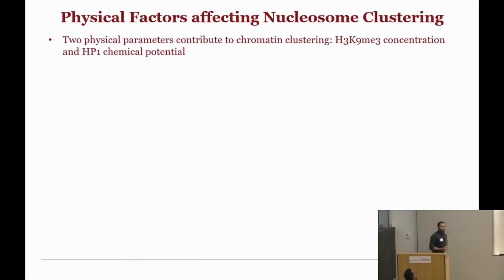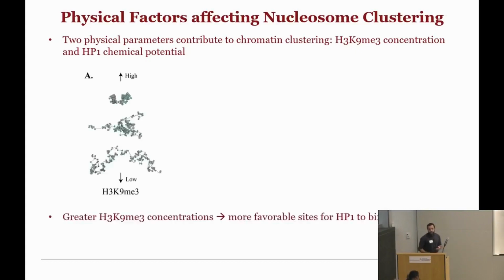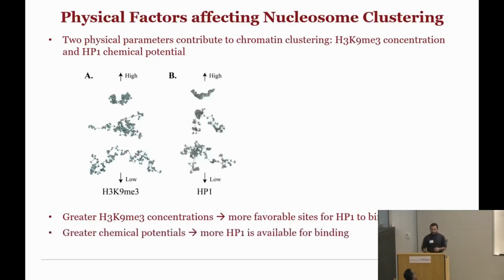So in this model, we have 2 parameters that we can play with. We have the amount of our H3K9Me3 mark, and we have the amount of our HP1 reader protein. And as we increase the amount of H3K9Me3 marks, we see that there are more favorable sites for HP1 to bind, and we get overall increased compaction of the chromatin fiber. Likewise, if we increase the amount of HP1 in the nuclear environment, there's a greater pressure for these HP1s to bind the chromatin fiber, and this also leads to a more compact configuration.